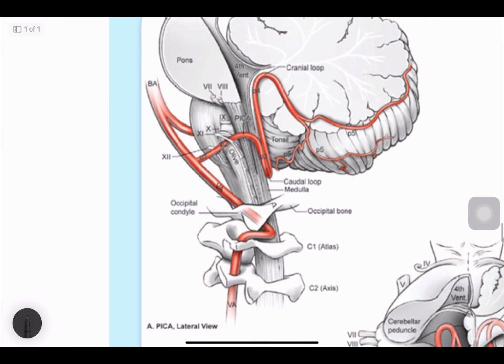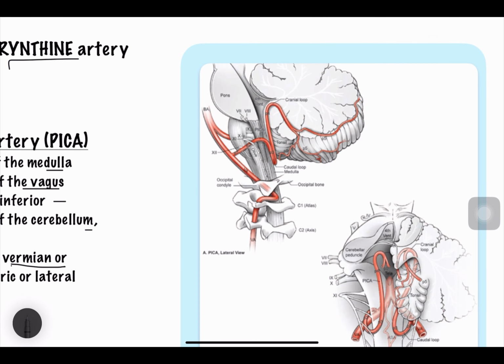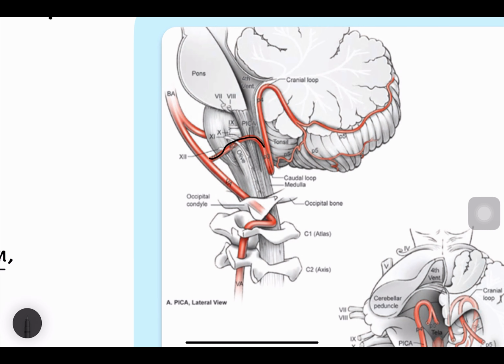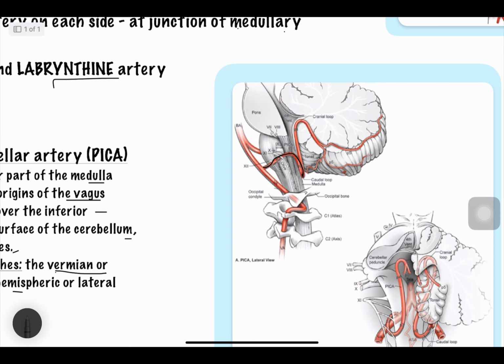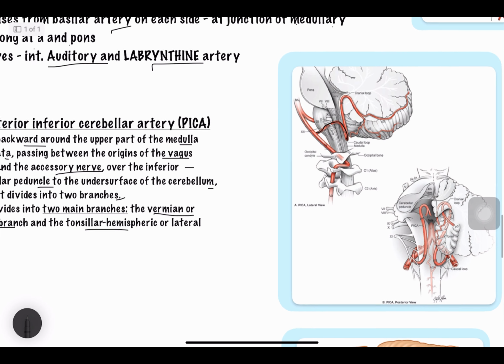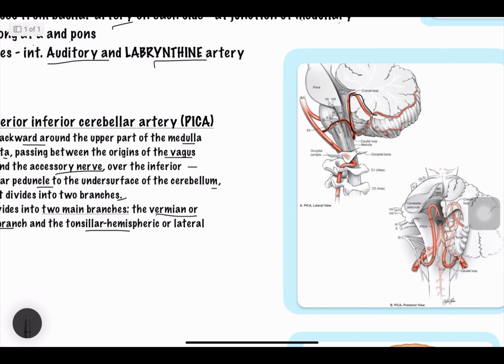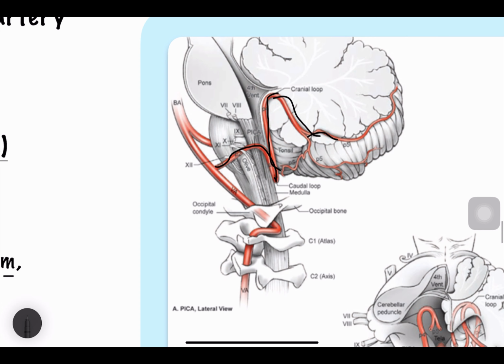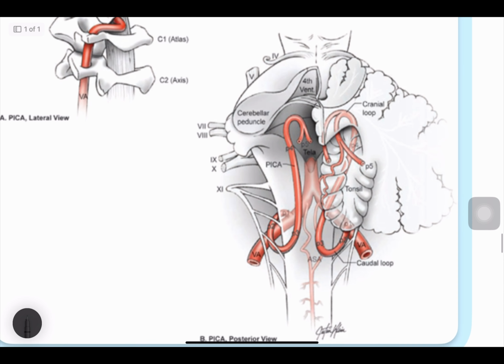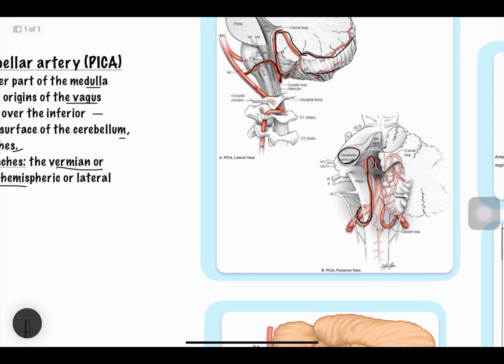So here we can see the course of PICA, the posterior inferior cerebellar artery, which winds and travels backwards, almost at the undersurface of the cerebellum, to the inferior part of the cerebellar peduncle. It gives off the branches. In this picture, it's more clear. It reaches all the way up to the cerebellar peduncle and gives off the branches, which are the tonsillary branch and the Vermian branch.